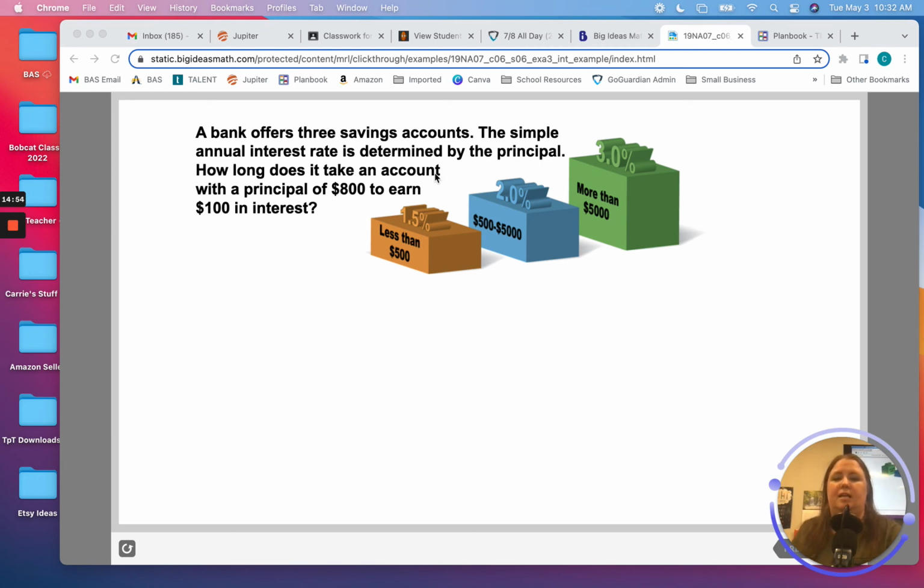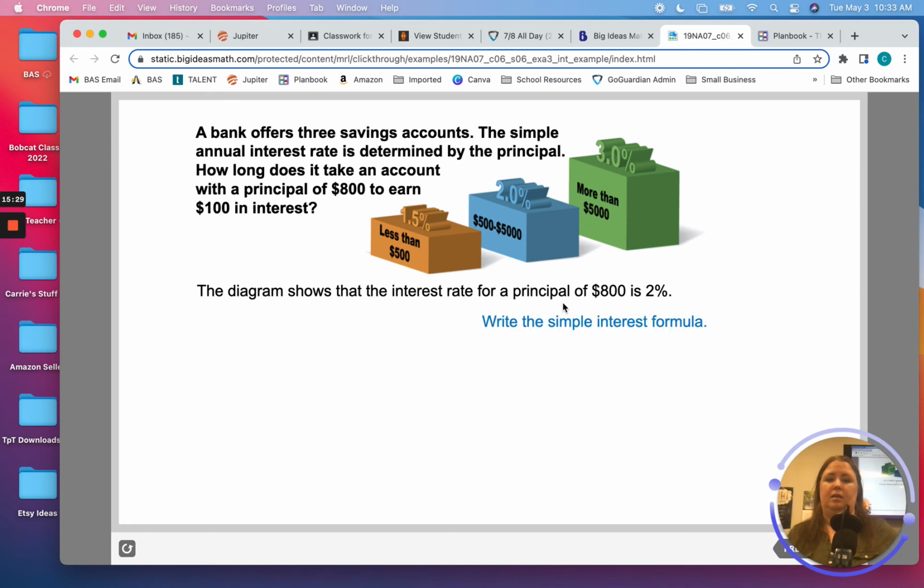How long does it take an account with a principal of $800 to earn $100 in interest? First we need to look at the 3 accounts and figure out where my $800 falls as far as what interest rate I'm getting. If it's less than $500, I'm making 1.5%. If it's $500 to $5,000, I'm making 2%. And if it's more than $5,000, I'm making 3%. Which one is ours? 2%, because we are $800. So I know I'm going to use 2% as my rate.